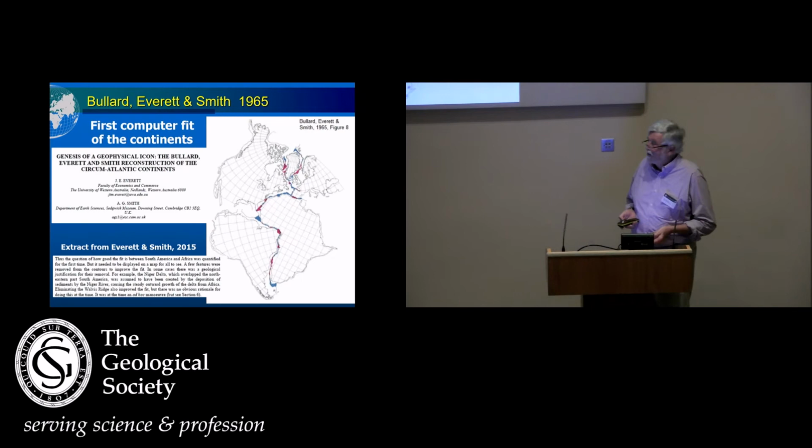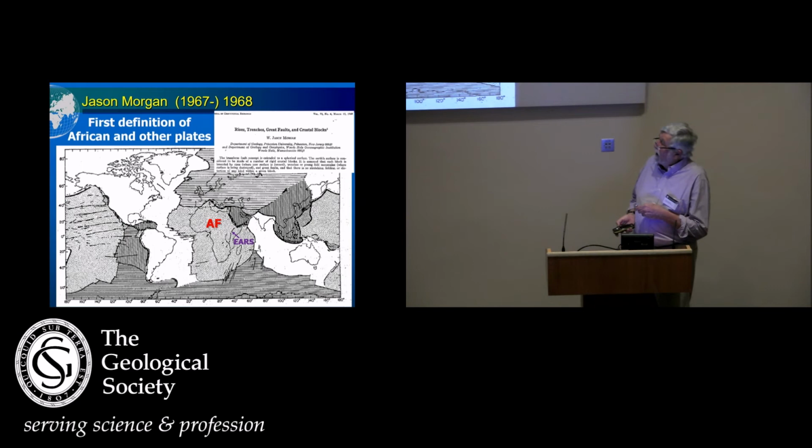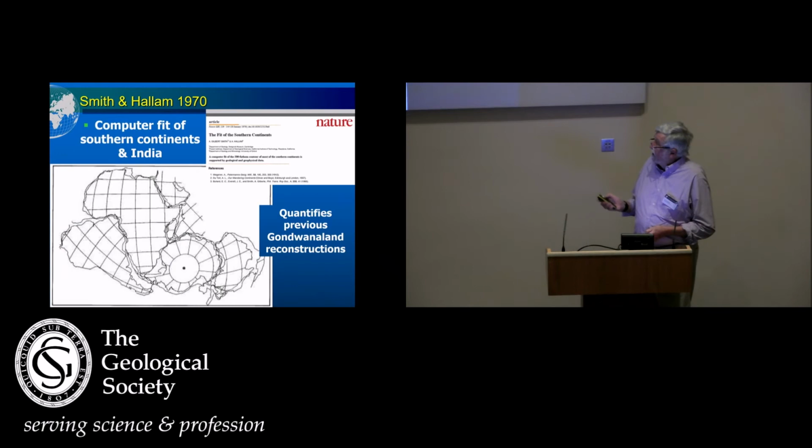But the key thing, of course, is Africa again played a central part in this reconstruction. And here, of course, we have Jason Morgan's African plate as first defined, with, of course, the East African rift system shown in there. Then, of course, coming back to Smith and Hallam with the quantification of Gondwanaland, the reconstruction, and we are aware, of course, that this was a loose, what these days is called a loose fit.